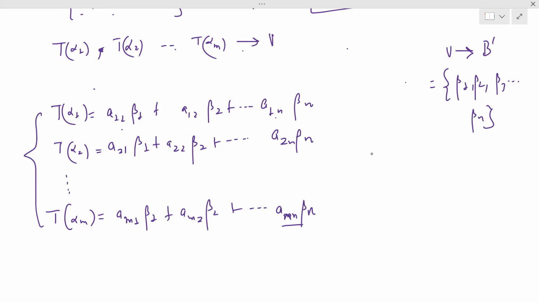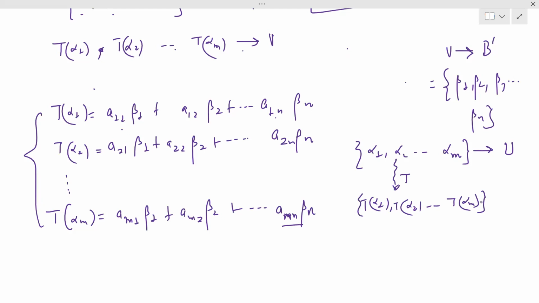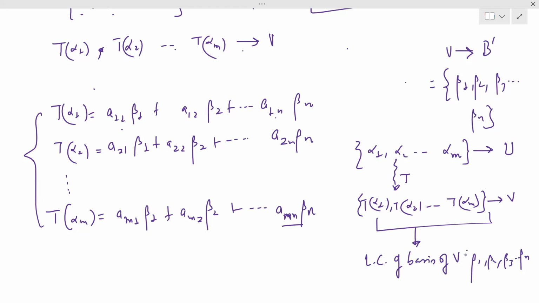V. Please, to understand, again, I'm explaining: alpha 1, alpha 2, alpha 3, alpha m, they are bases in U. Now, if I take a linear transformation T, the image set, T alpha 1, T alpha 2, dash, dash, T alpha m would be contained in what? It would be contained in V. Since it is contained in V, they can be expressed as linear combinations of the basis of V. And what is the basis of V? The basis of V is beta 1, beta 2, beta 3, dash, dash, beta n. I hope it is clear.